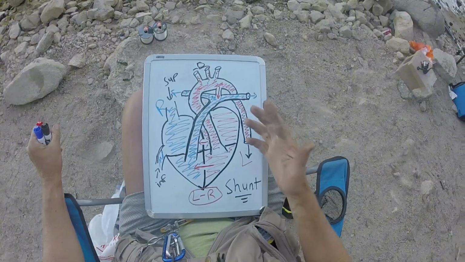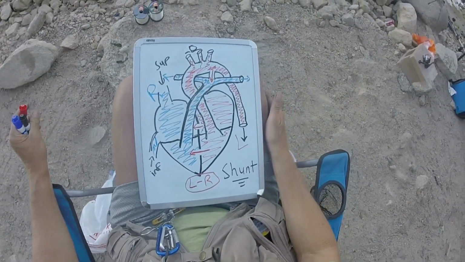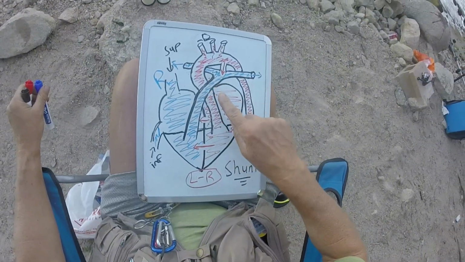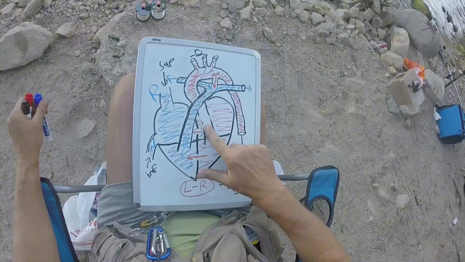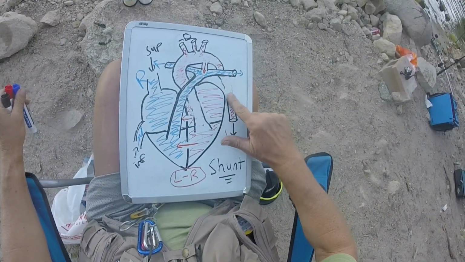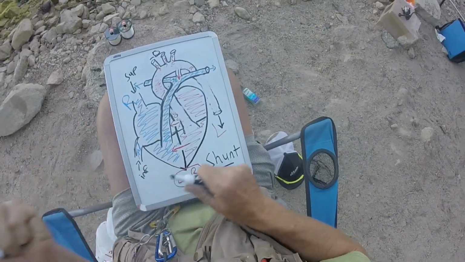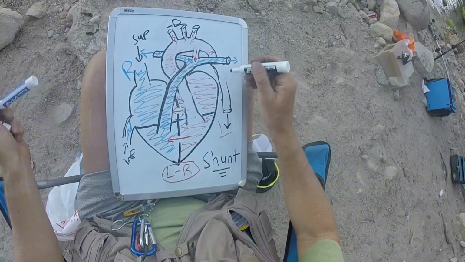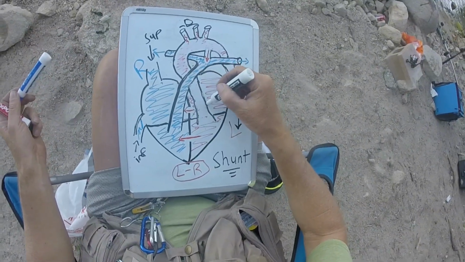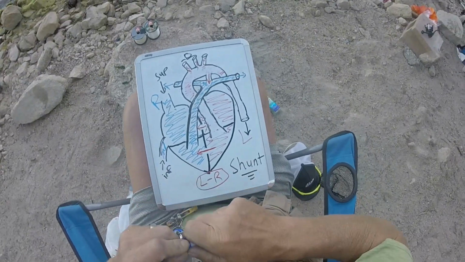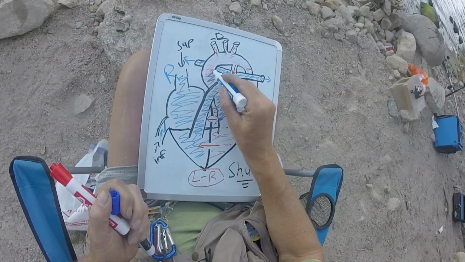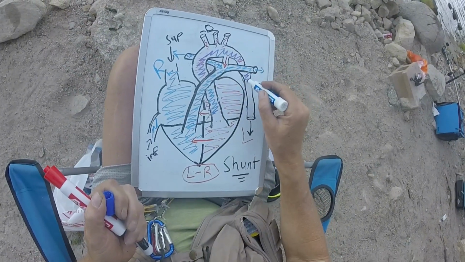Now, how is it possible to get deoxygenated blood out to the body? Well, the only way that you're going to send deoxygenated blood out to the body is if somehow the blood in the aorta becomes deoxygenated. How are we going to send deoxygenated blood out to the body? The blood in the aorta has got to be deoxygenated. So the only way you're going to send deoxygenated blood out to the body is to somehow get deoxygenated blood into the aorta.